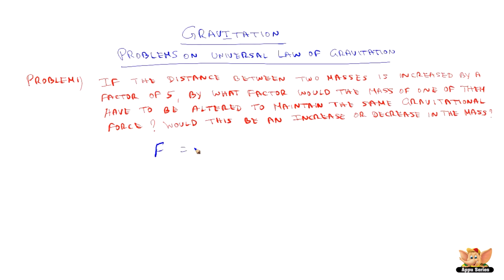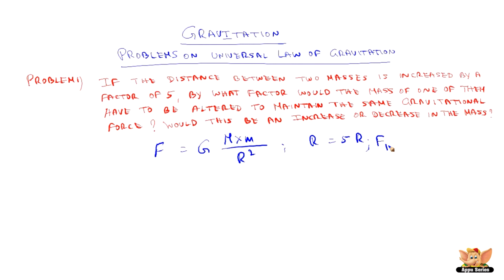The gravitational force equation, which is our universal law of gravitation, gives us the product of masses by the square of the distance between the two masses. So let us say when the distance is r, then F is this. If the distance becomes 5r, because it is increased by a factor of 5, so if r becomes 5r, then what will happen to the force?